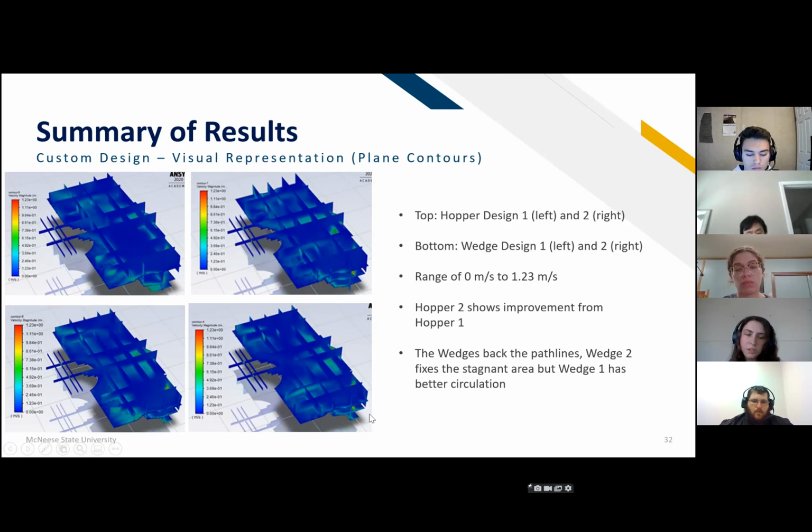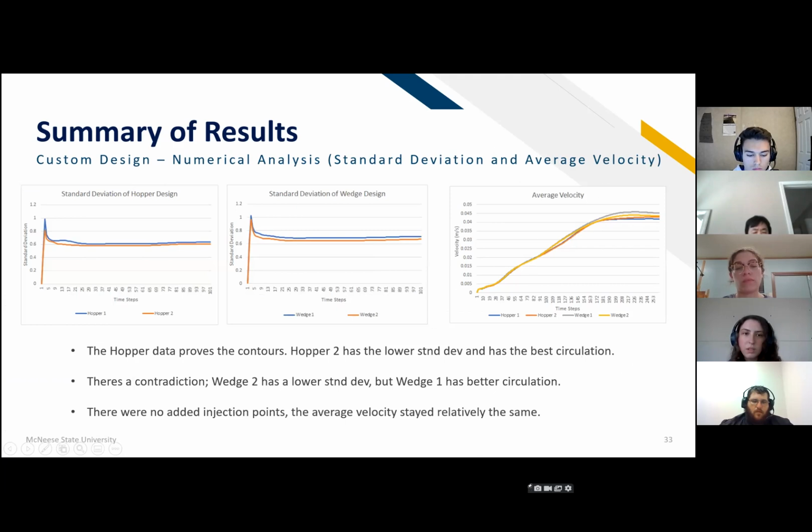So moving on to the data analysis, the numerical analysis. Graph 3, we'll look at that one first, shows the average velocity. Because no injection points were added for any of them, all of them had the same line going up, except towards the end, where you can see that wedge 1 maxes out a little bit more than the others, which makes sense going back to the pathline plots where the circulation was better overall.